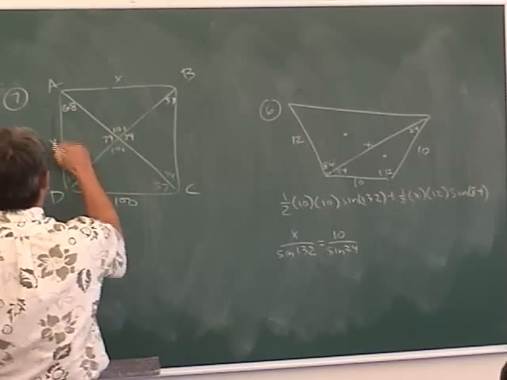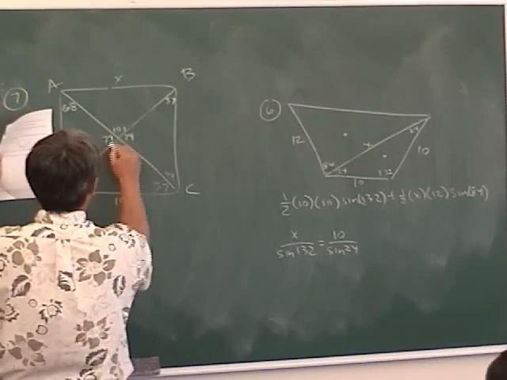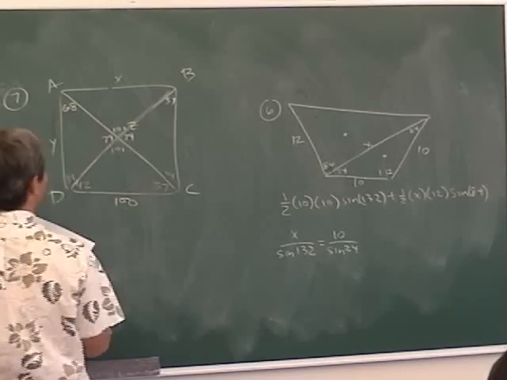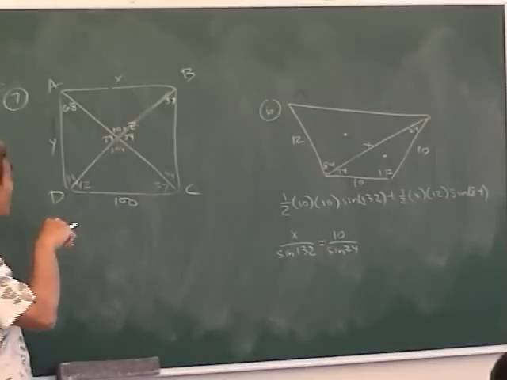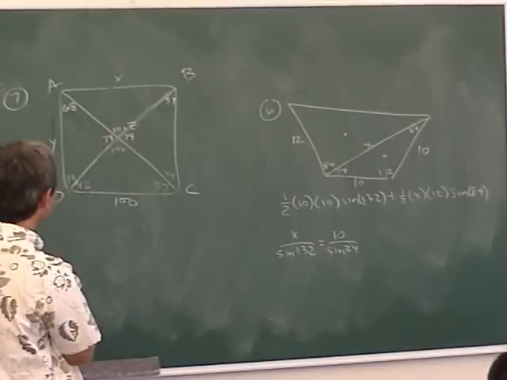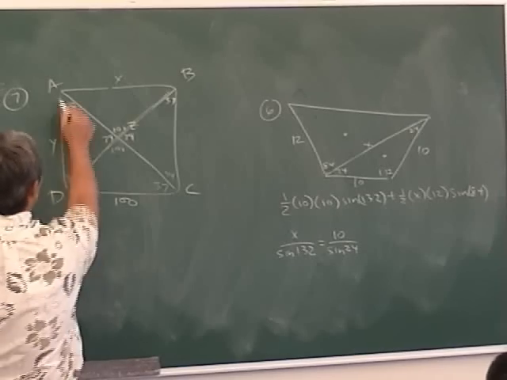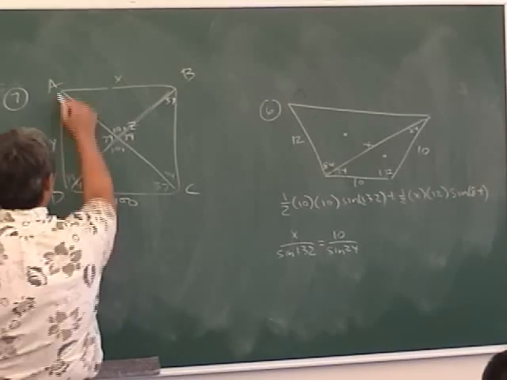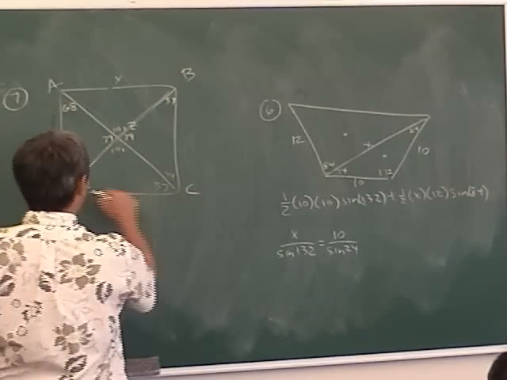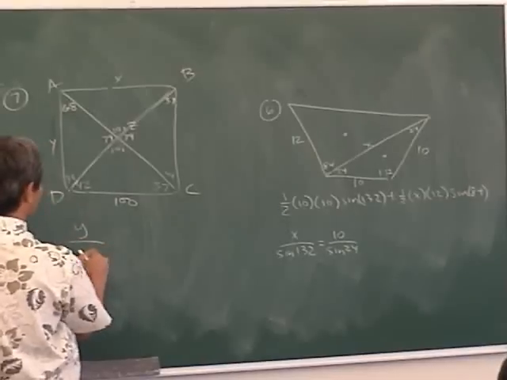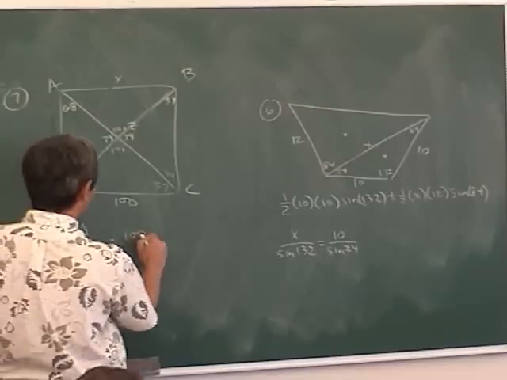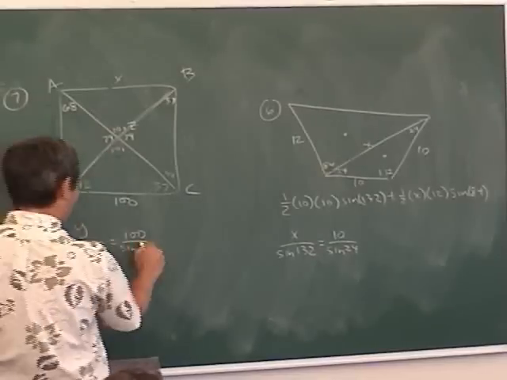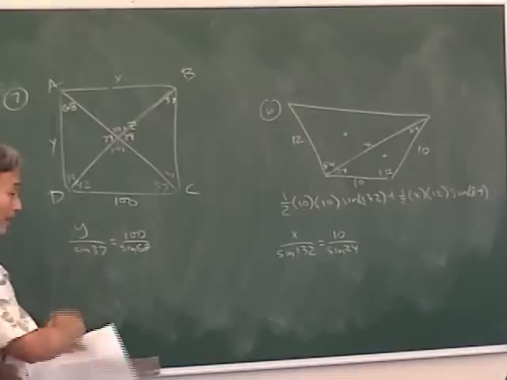Okay, so let's call this Y, and let's call this one Z then. If I can figure out Y and Z, this problem is done. Now how do I figure out what Y is? Does Y belong to a triangle where I know two angles? Yeah. Which one? ADC. Yeah, this triangle right here. If I want to find out Y, y over sine 37 is equal to 100 over sine 68. So you use this equation to find y, store it.